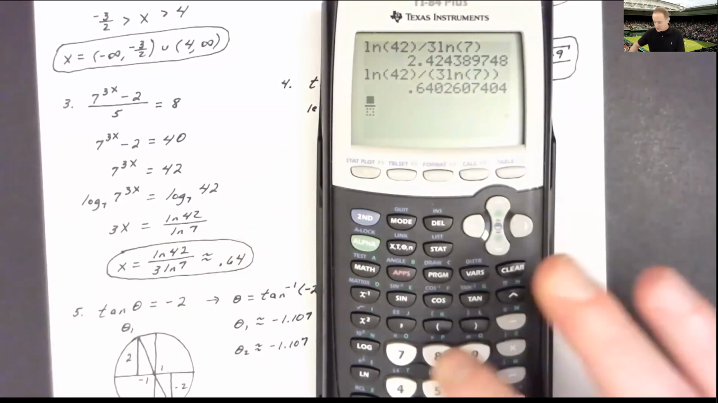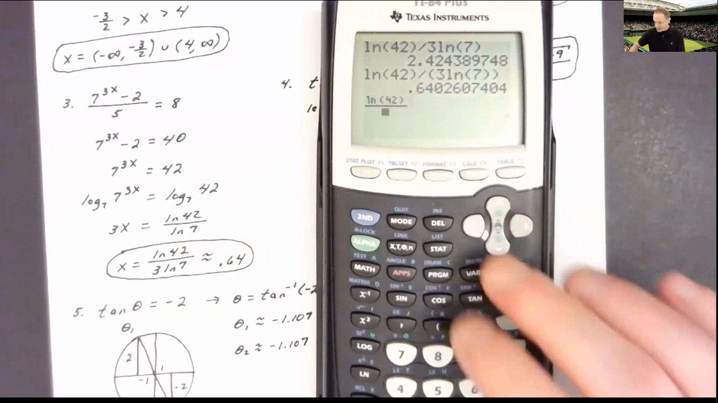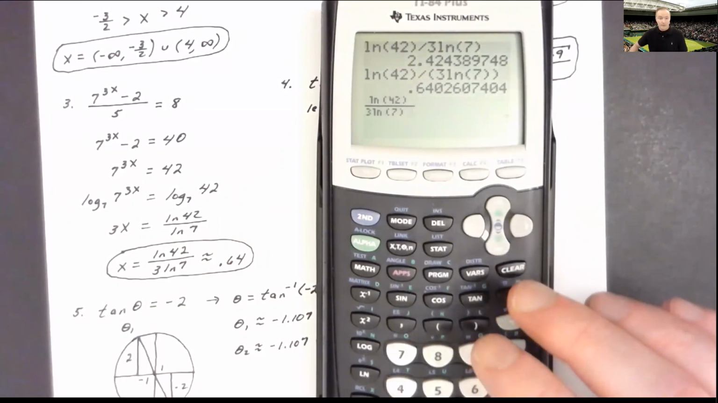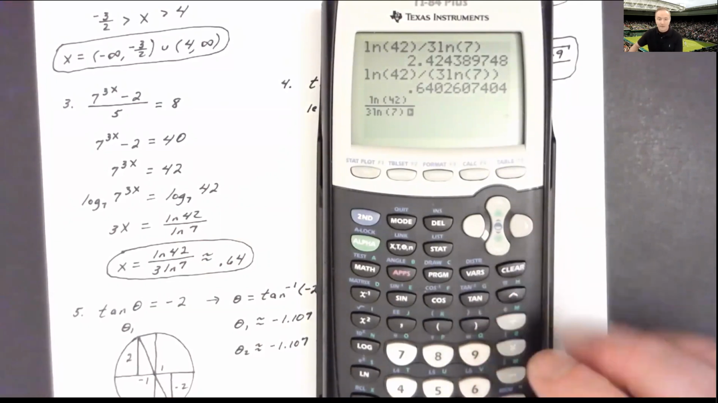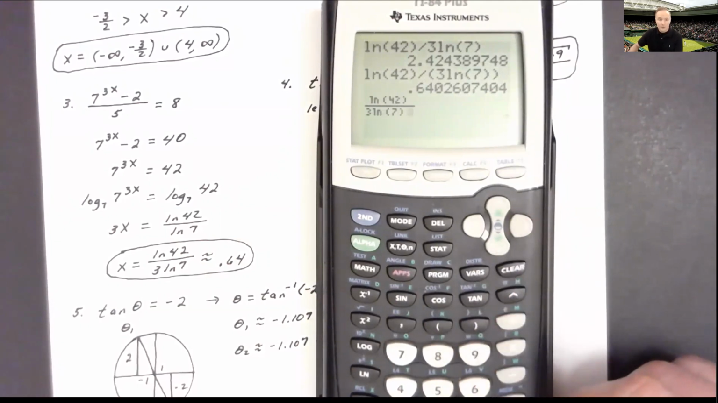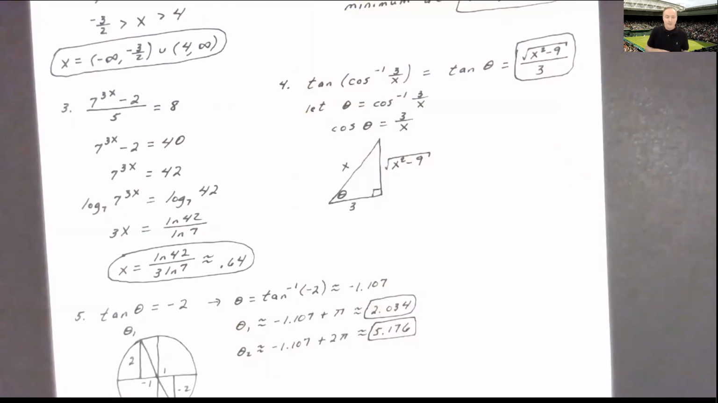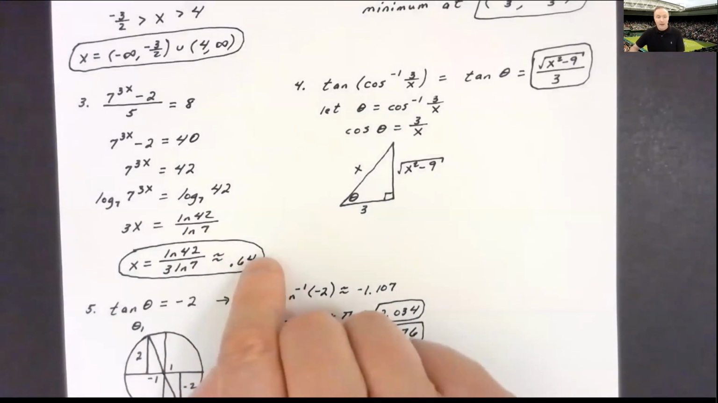And then you can just say, well, it's the natural log of 42 divided by 3 natural log of 7, without having to remember to put parentheses around the denominator, because once it's in a quotient form like this, it knows to simplify the numerator and simplify the denominator before dividing it out. And you get the same 0.640 answer. Okay, so now either way should get the right answer with that.